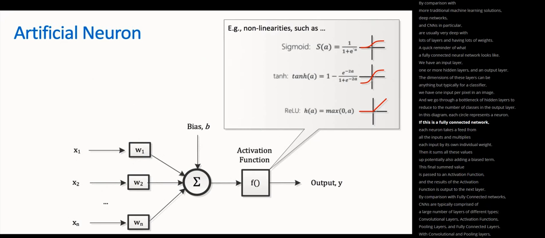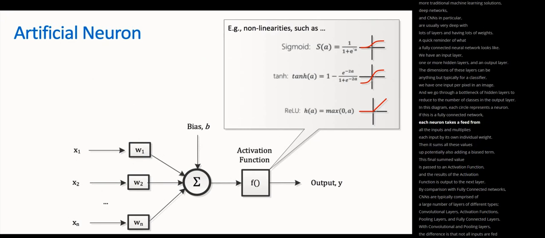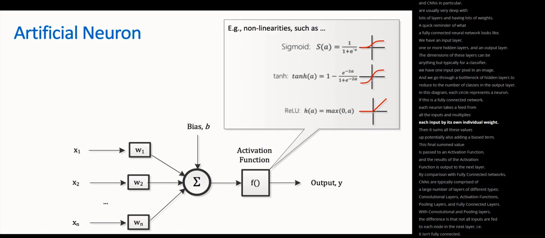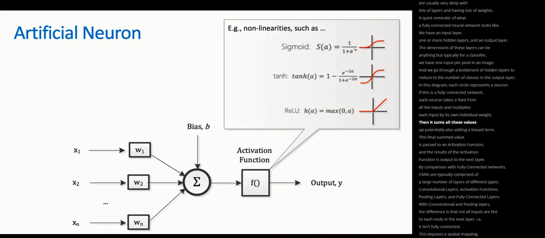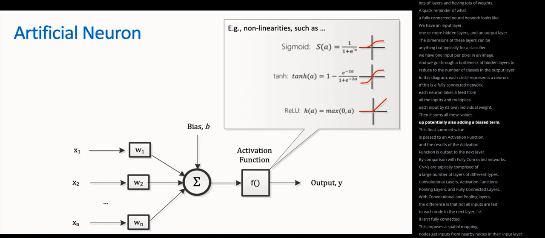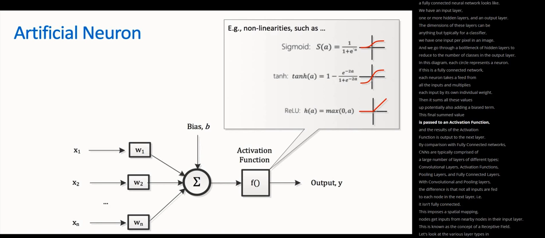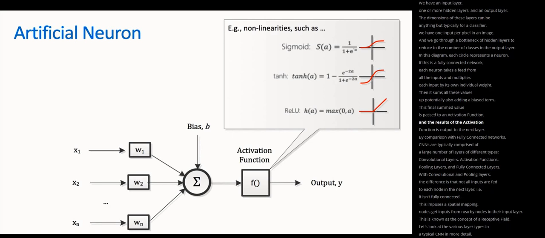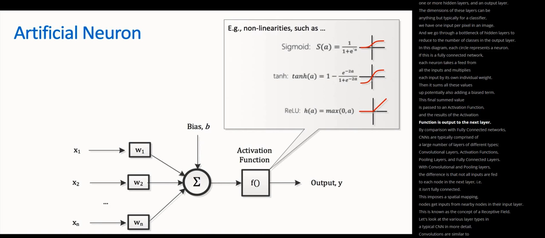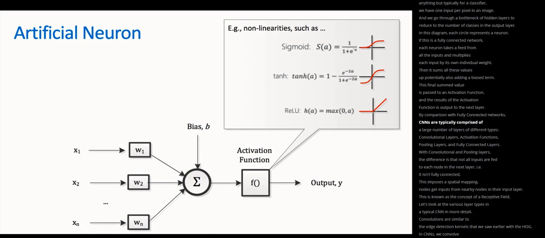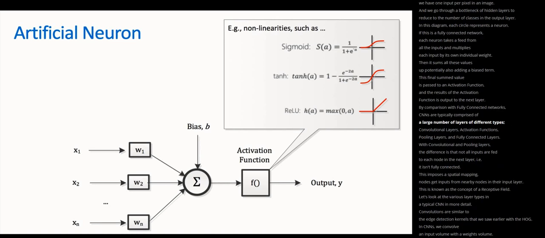As this is a fully connected network, each neuron takes a feed from all the inputs and multiplies each input by its own individual weight. Then it sums all these values up, potentially also adding a bias term. This final summed value is passed to an activation function, and the result of the activation function is output to the next layer.